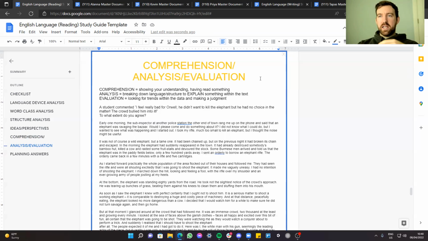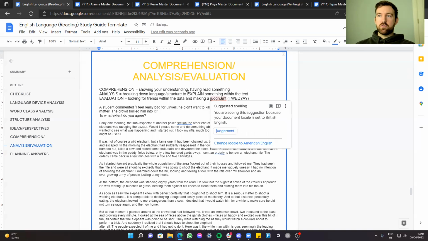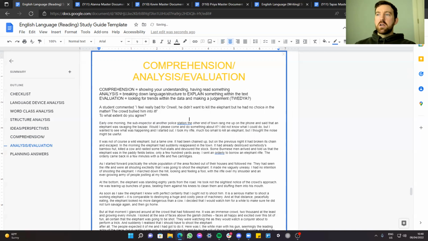So what you're doing in evaluation is you're looking at multiple quotes, multiple language devices, multiple word choices, multiple structures, maybe a combination of all of those. So some language, structure and word choices together. And you're looking at what the trend of that together creates as an impression. So questions for this one will always be to do with either, the most common one is, to what extent do you agree? To what extent do you agree?